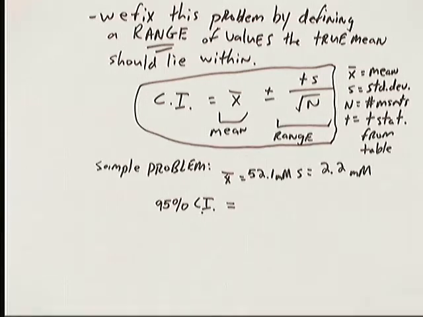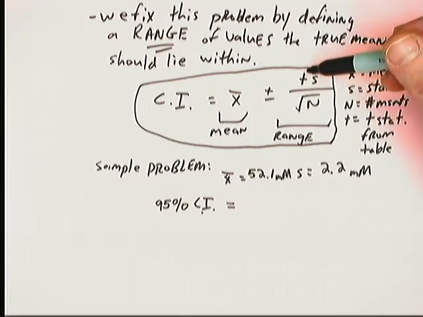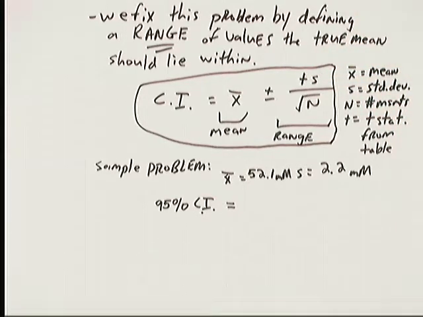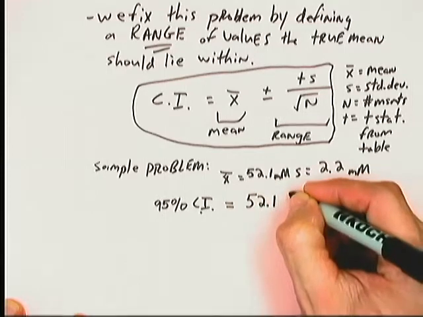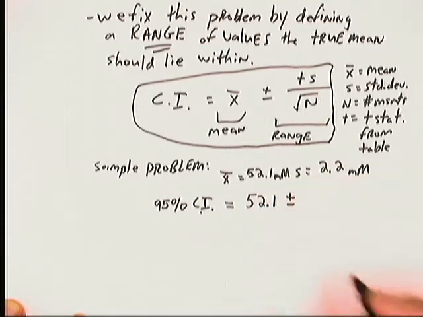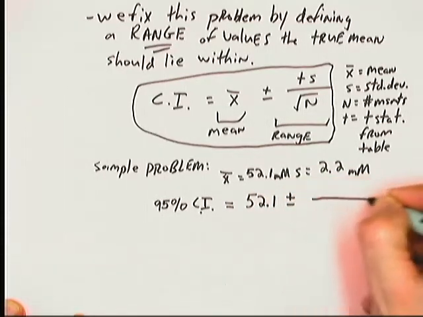And the only thing that would change about the calculation is the number that we use for our t-statistic, which is right here. So we'll see that here in a second. Okay, but for this sample problem, let's just choose 95% confidence interval. That's a pretty common example. Okay. So to finish this off, I need to write my experimental mean, and I need to define my range. So I do my plus and minus bit, and I do my fraction.